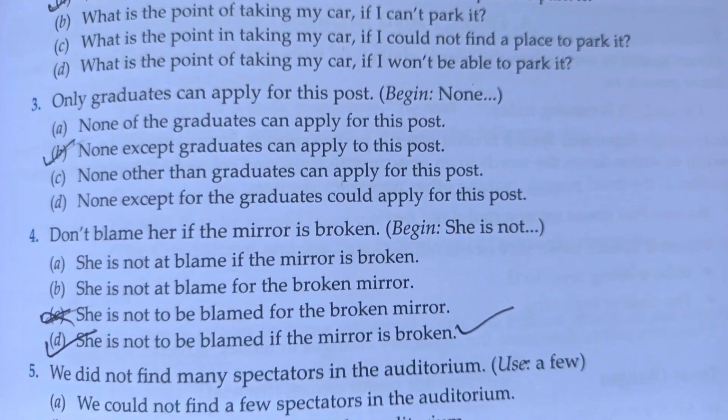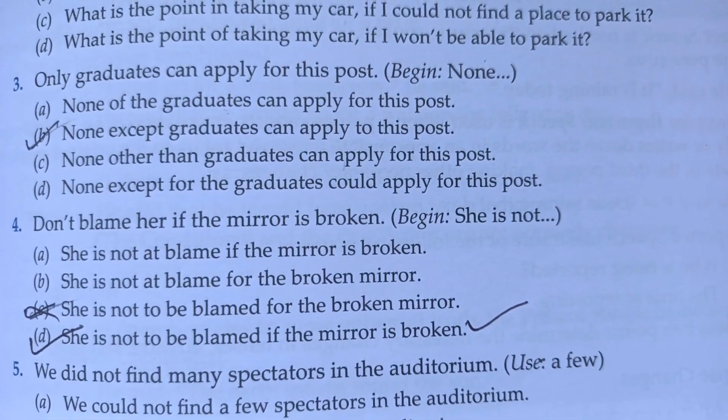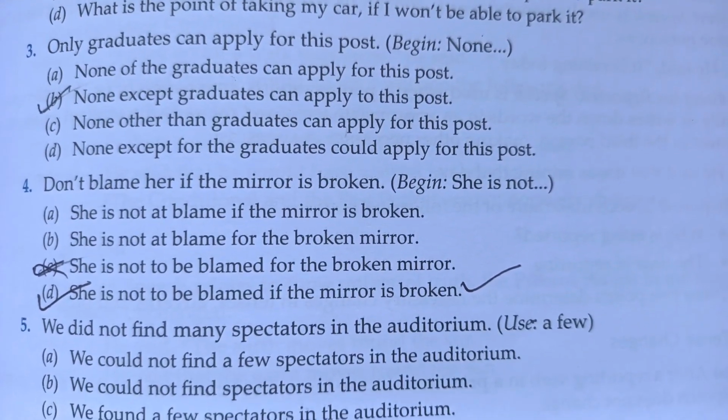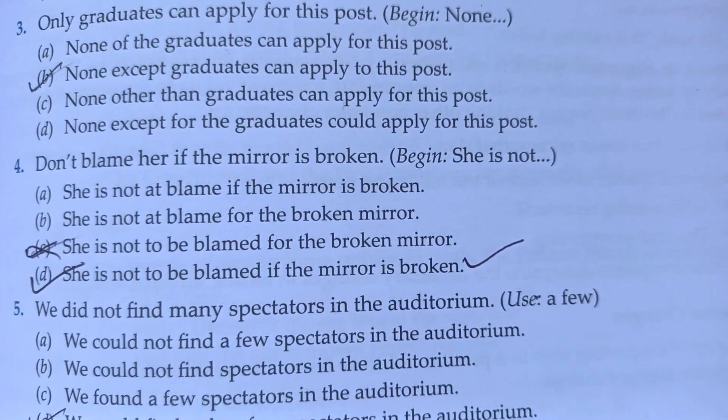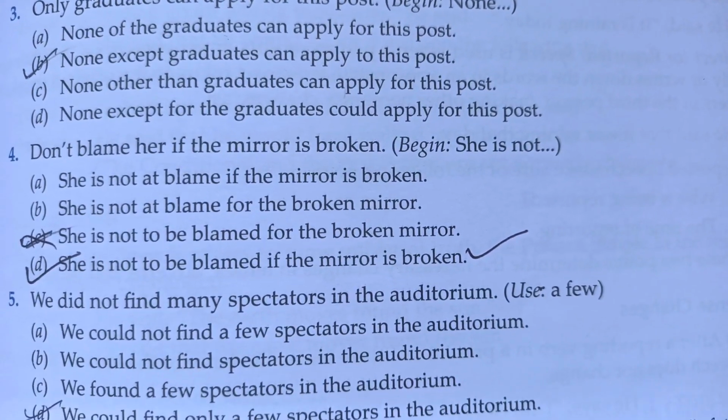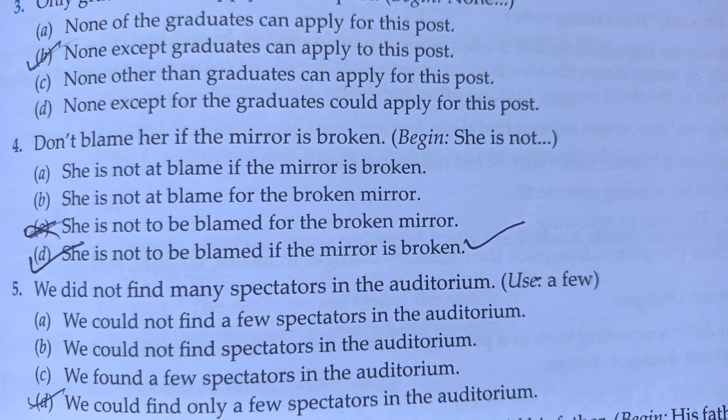Number 4, don't blame her if the mirror is broken. So here option D is correct. She is not to be blamed if the mirror is broken.